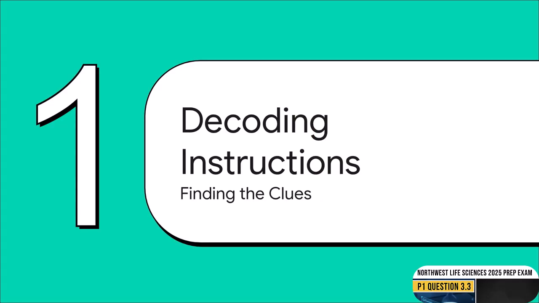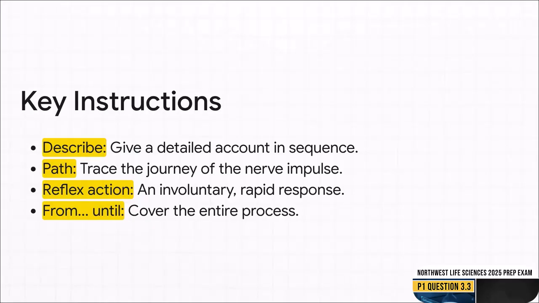Okay, first things first. Before we even start writing, we need to break down what the question is really asking us to do. All the clues you need, they're hidden right there in the wording. See these keywords? They are your roadmap. Describe means they want a step-by-step story in the right sequence. Path tells you you've got to trace the journey of that nerve impulse in the correct order. And that little phrase, from, until, that's your final clue. It means you have to cover the whole shebang, from the moment the person steps on the thorn right up to when they pull their foot away.